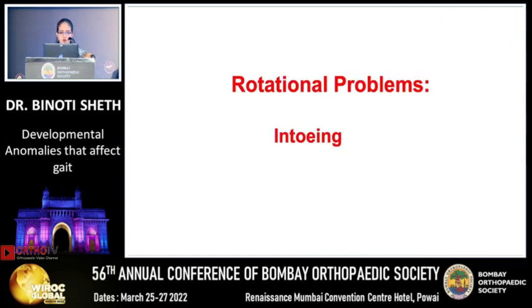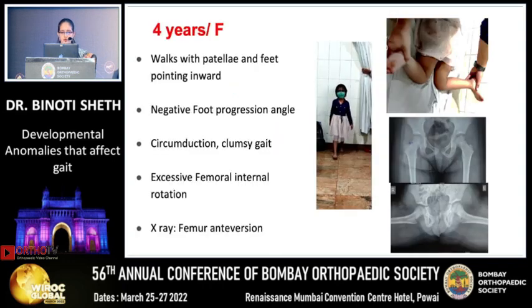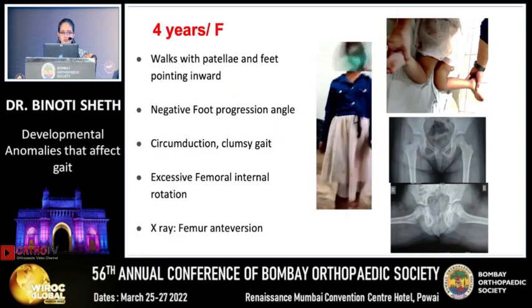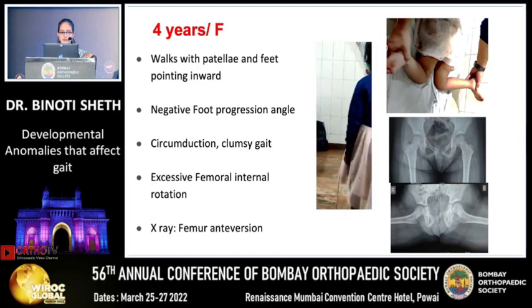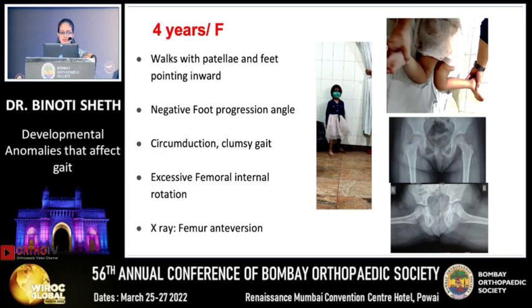Coming to rotational problems, we just saw the angular deformities leading to gait deviations. There are certain rotational problems which also lead to an awkward gait. This is a 4-year-old female child walking with in-toeing, walks with patella and feet pointing inward. There's a negative foot progression angle. She has a very clumsy circumduction gait. On examination, she has excessive femoral internal rotation. If you look at the X-ray, the femur is anteverted. So is it normal for her age?